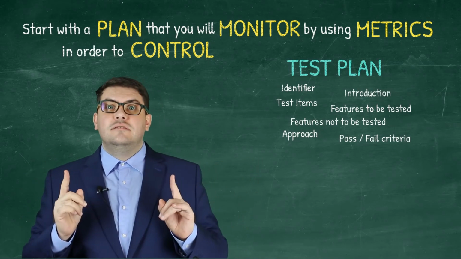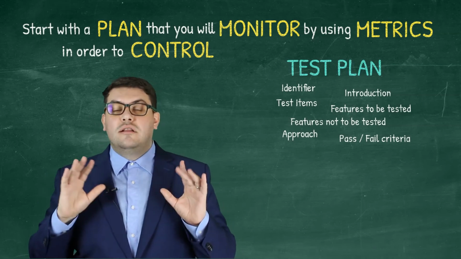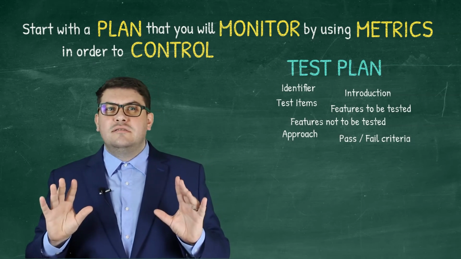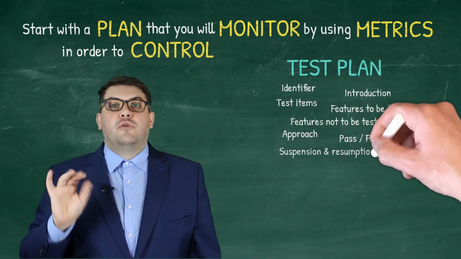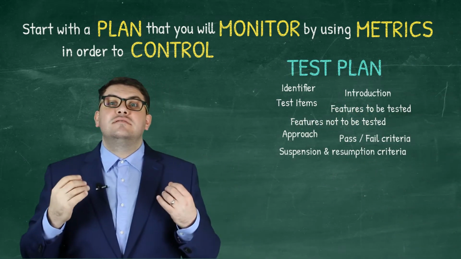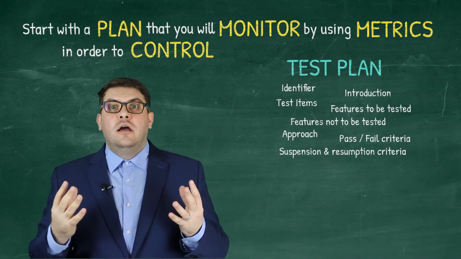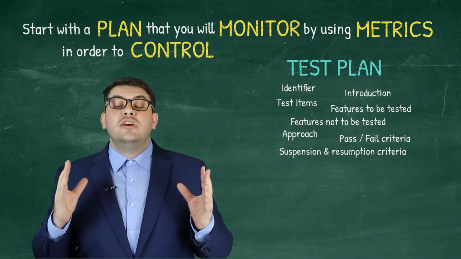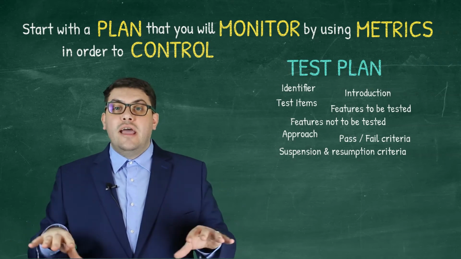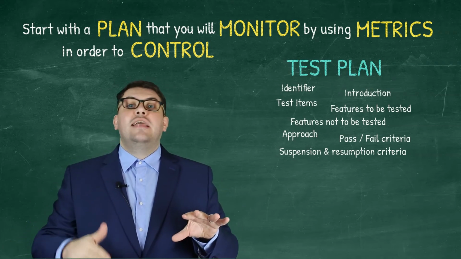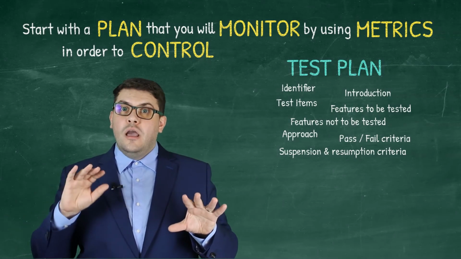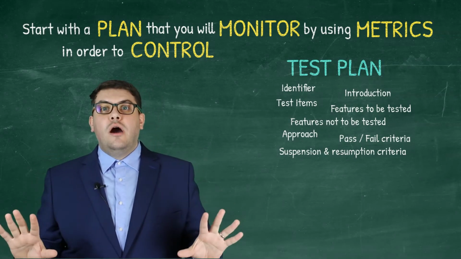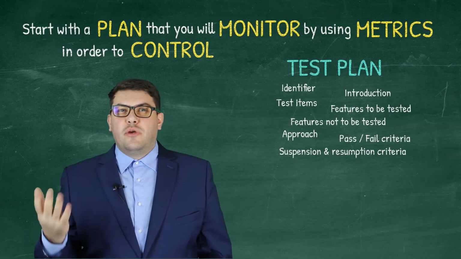There are some cases, although I haven't used them a lot, but this is the recommended practice, is to define the suspension and resumption criteria. For example, if things go very bad, you need to set a threshold where you just say stop, then rework, redo, and then resume with testing once again. Okay, so we defined our suspension and resumption criteria.